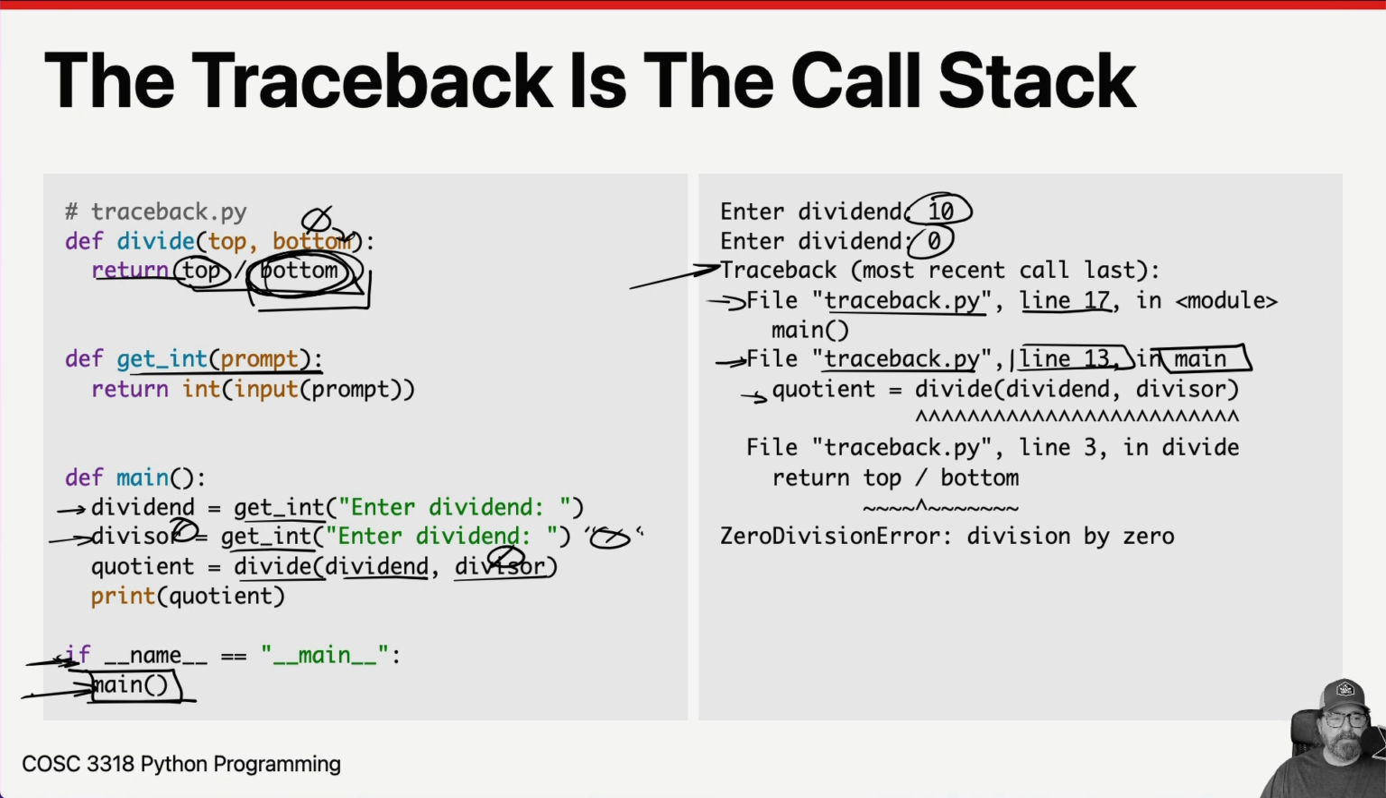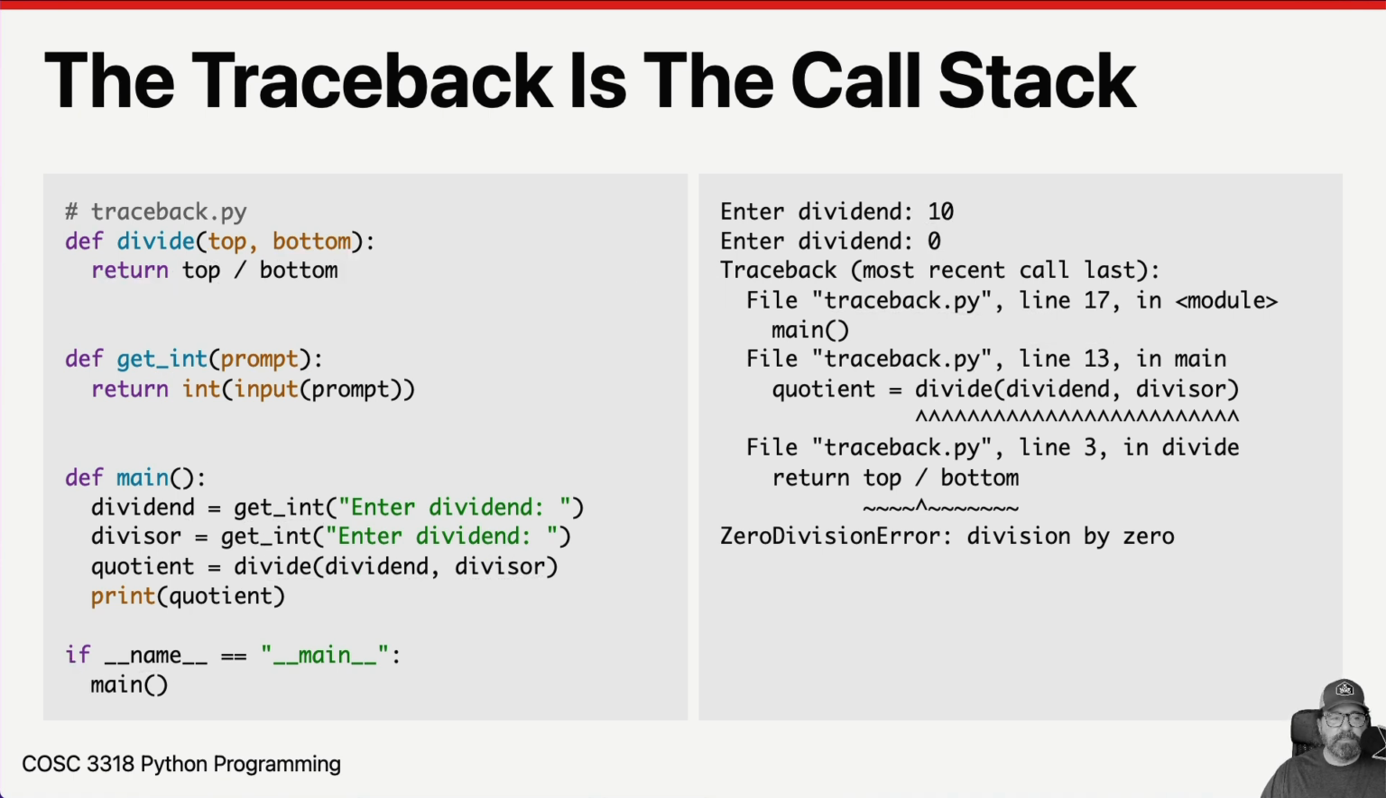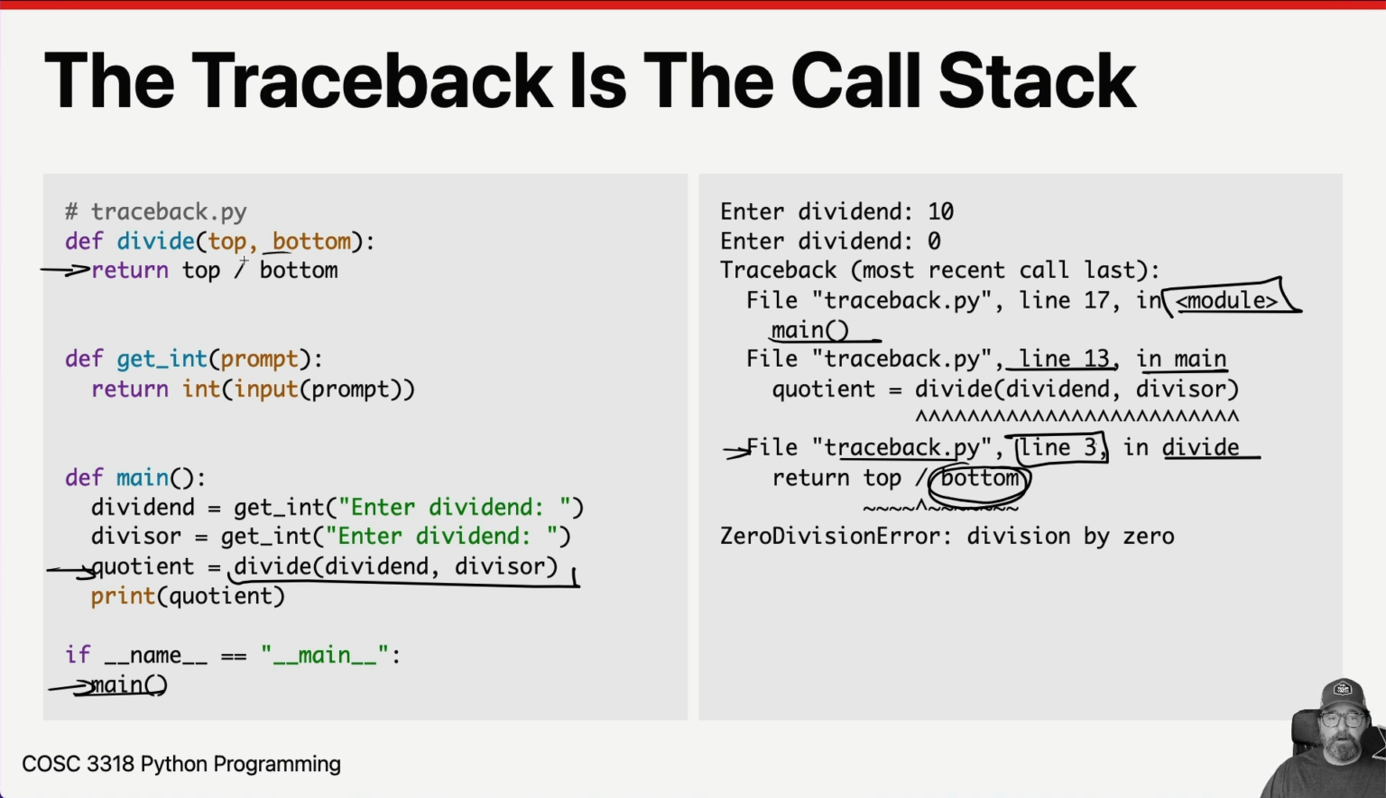Let me erase some of this, because I erased too much of it. Anyway, so we were inside main, right? So at the module level, we called main on line 17 right here. Now on line 13 inside of main, on this one here, we called this divide function. And then we're in another area of the call stack in traceback.py on line 3. We're inside the divide function here, which is line 3 of our file. And it shows us here is where the division occurred, right here.